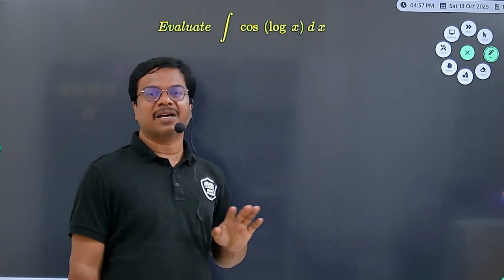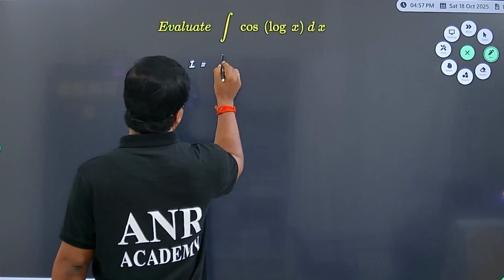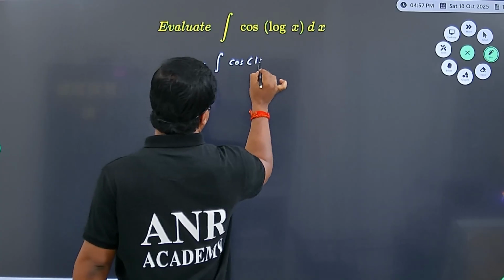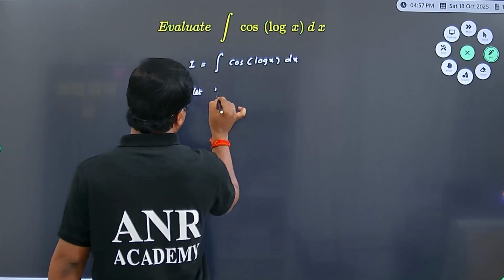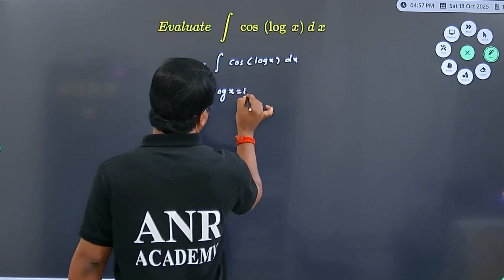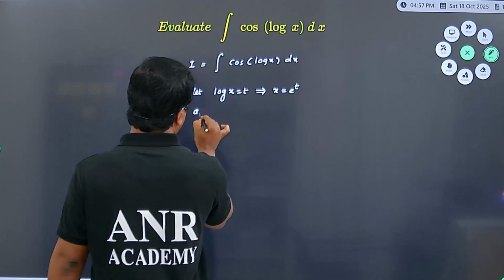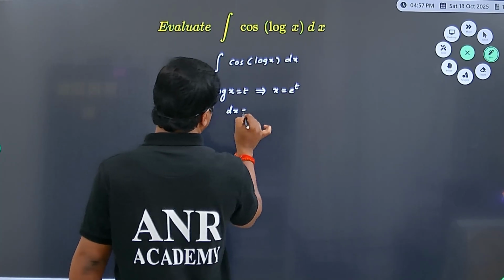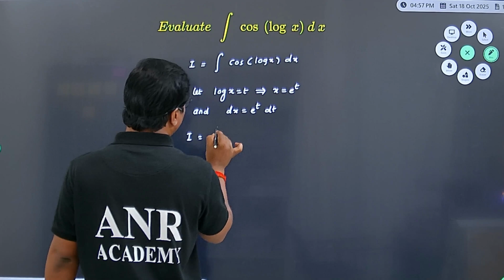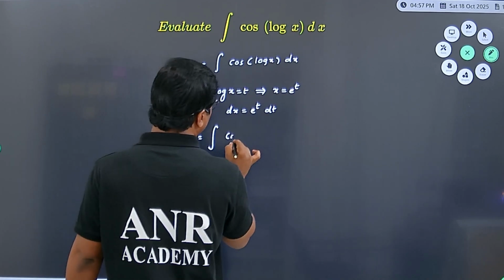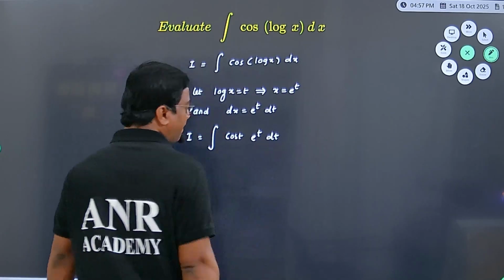And next question: evaluate the integration of cos of log x dx. I is given as integration of cos of log x dx. Let us suppose log x equals t. From this we get x equals e power t, and here dx is e power t dt. Now the value of I equals integral cos t, next dx value e power t dt.